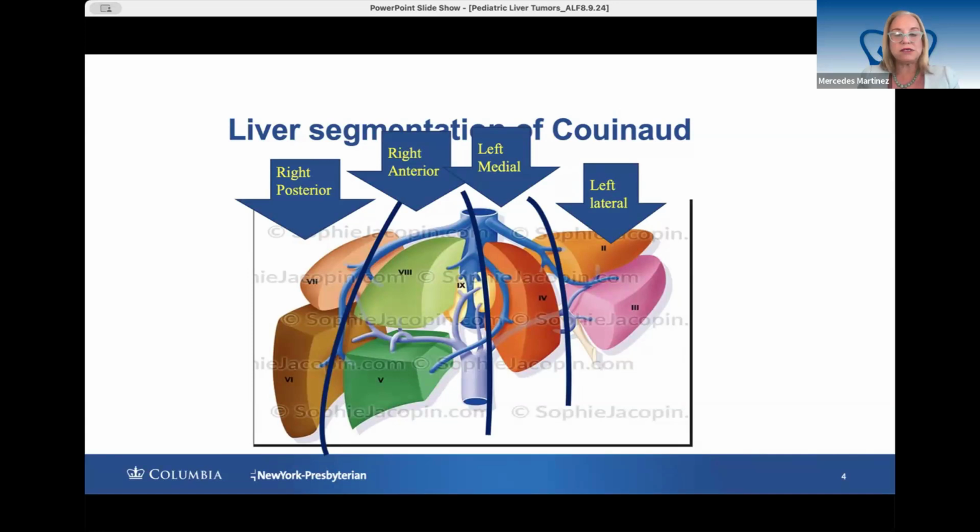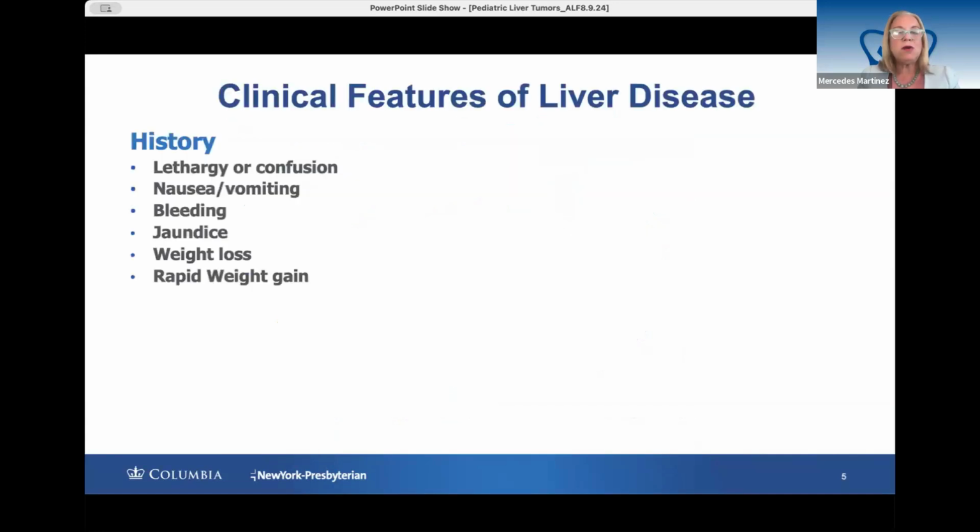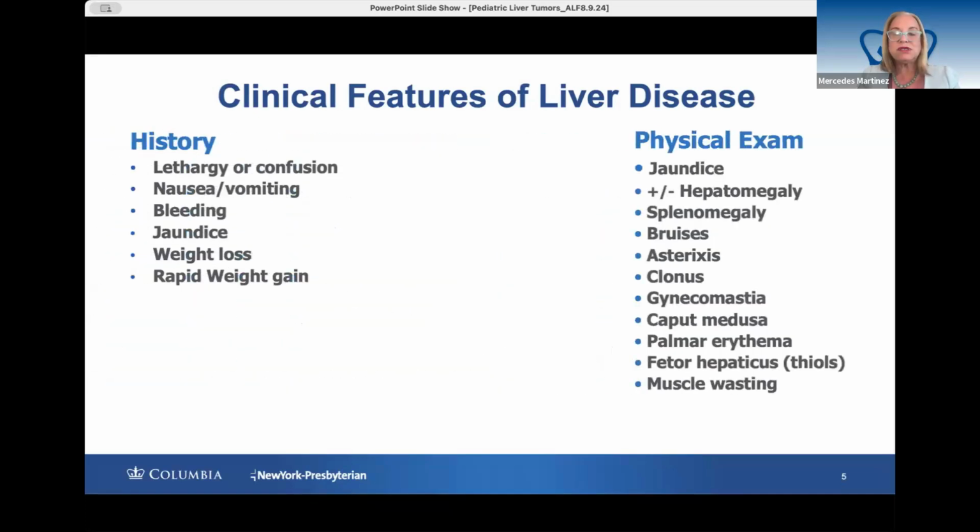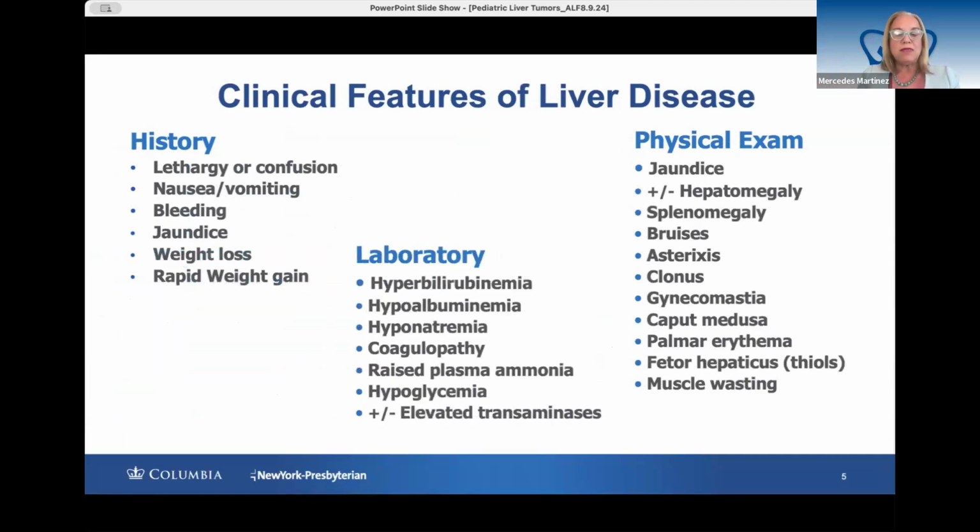Then when we think about liver diseases, if the liver is so important and produces and clears so many substances, what are the symptoms of patients with liver diseases? They are very well known, and people think about those all the time: lethargy, confusion, nausea, vomiting, bleeding, jaundice, which is coloration of the skin and the eyes. And when doctors evaluate the patients, we look for those signs: jaundice, enlarged spleen, enlarged liver, maybe some bruises, among others. And when we order blood work, we look for elevated bilirubin, low albumin, abnormal clotting factors, low glucose.